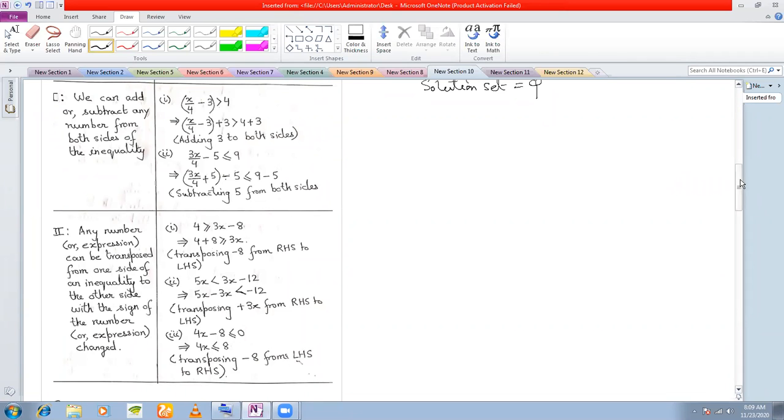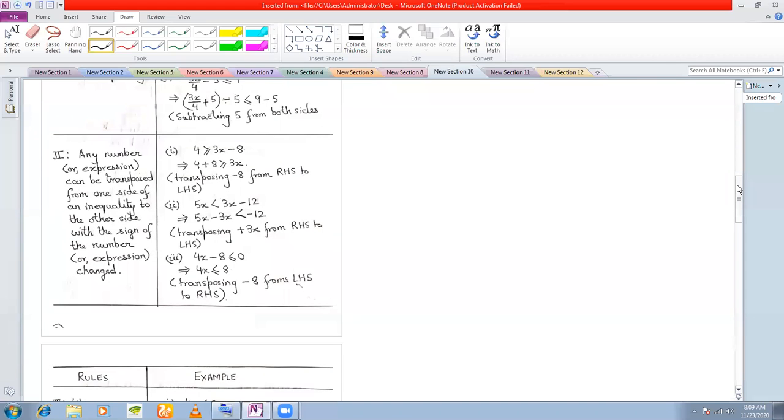Okay. Next, just as in your class 8, I mentioned all this, that you can add any number to both sides and subtract any number from both sides. Second, any number can be transposed from the left hand side to the right hand side as long as you are changing the sign. That is, just like your linear equations where you are changing from one side to another and you are changing the sign. The rule here remains the same.